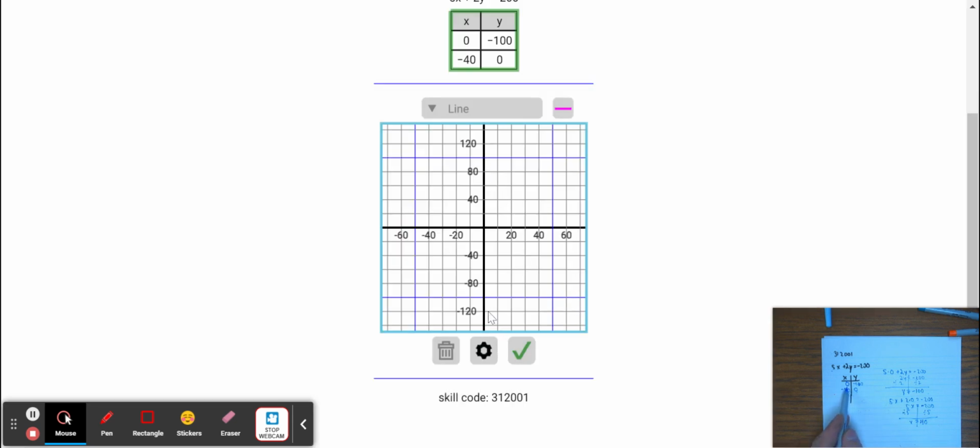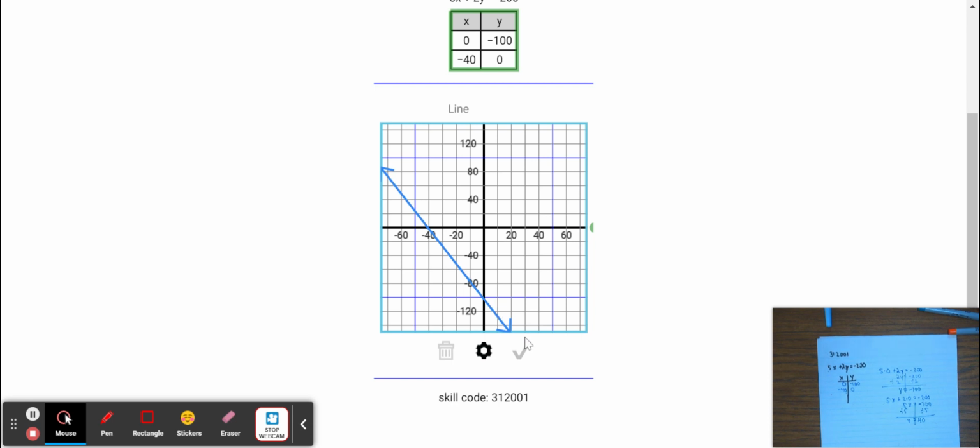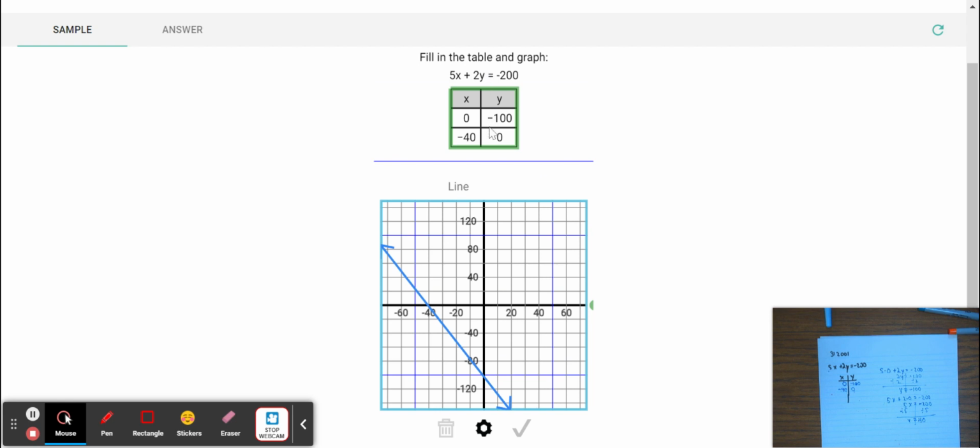So I'm going to graph these 2 points. 0, negative 100. Got to check it. It makes me check it. And then I'm going to graph negative 40, 0. And it throws that line on there. I'm going to check it. That is the slope of the line. Negative slope, that represents that equation, which represents that table, and that line. They're all the same thing.